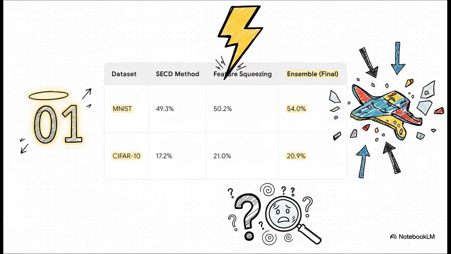And the results were, well, they were dramatic. On that simple MNIST dataset, the method worked pretty well. It caught 54% of the adversarial examples. Not bad at all. But on the complex, real-world CIFAR-10 dataset, yikes, that number just plummeted to under 21%. That is a huge drop in performance.